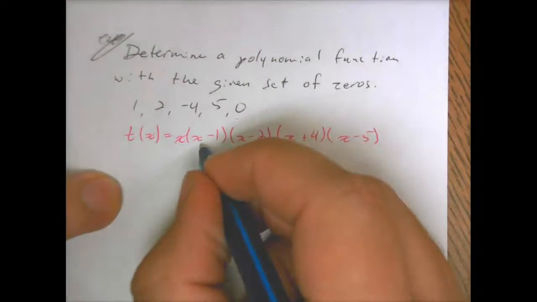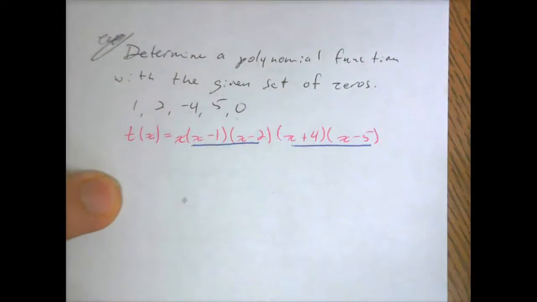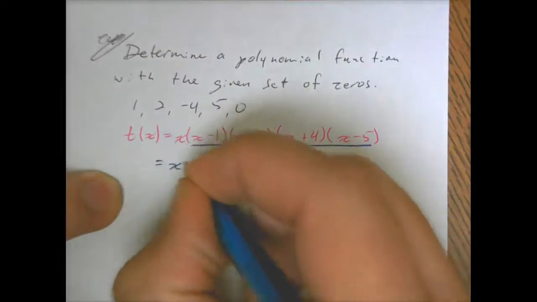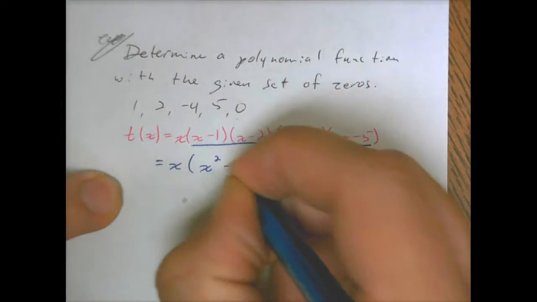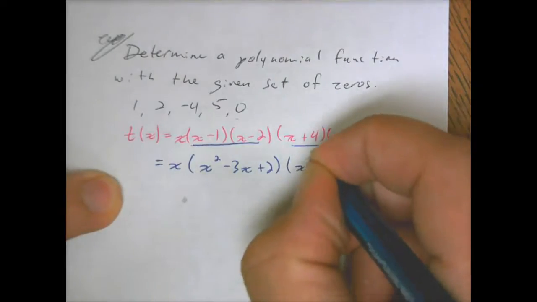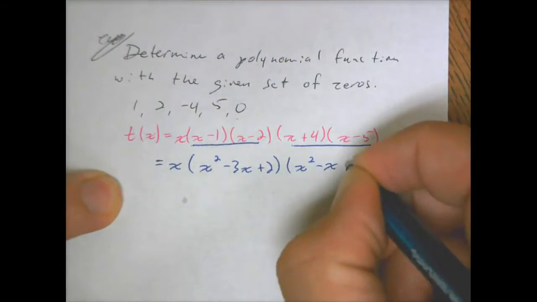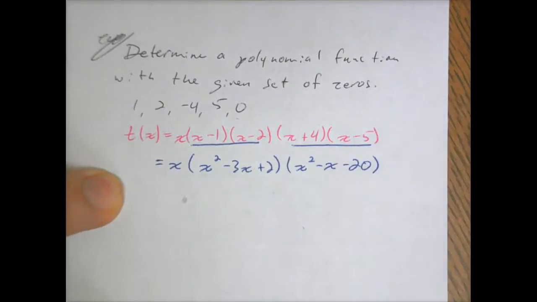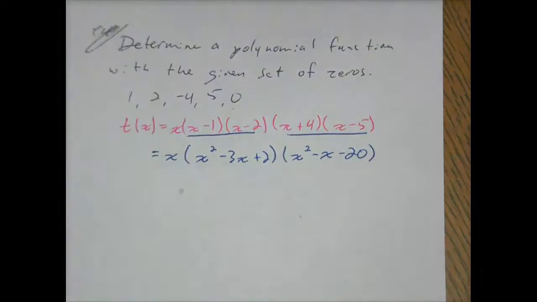So, anyways, if I multiply just these two, and I multiply those two together, I will still leave my x on the outside, and this will come out x squared minus 3x plus 2. And then I will have x squared minus x minus 20. I don't know why my x's are coming out especially. And if you guys make fun of me for that, oh well.